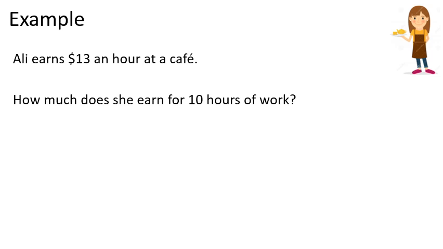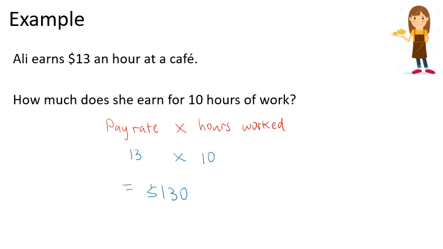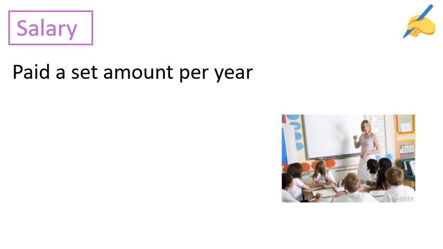So to work out the wage, we do the pay rate multiplied by the hours worked. So the pay rate, she gets $13 an hour and she works for 10 hours. Put that in the calculator and it equals 130. So she earns $130.